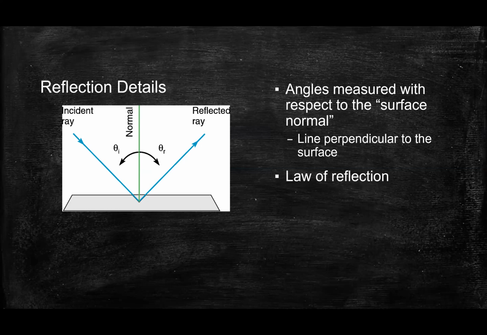And so whenever we have reflection from a smooth surface, the light rays obey the law of reflection, which tells us that the angle of incidence is equal to the angle of reflection, or the incident angle is equal to the reflected angle. You can see that here, theta I is equal to theta R.